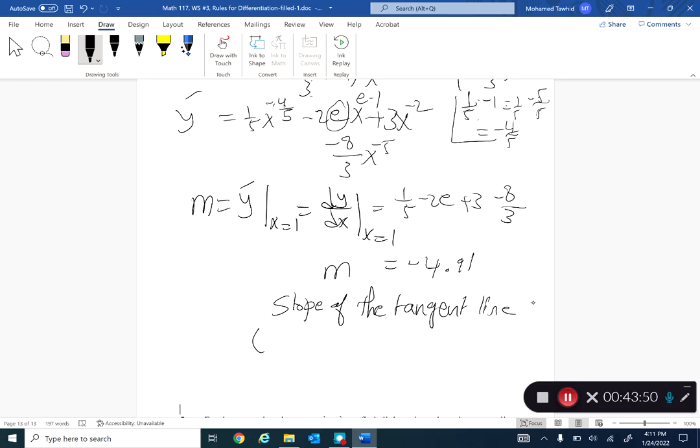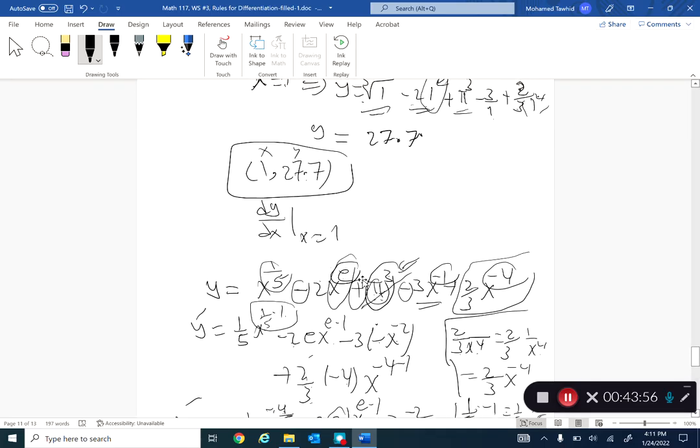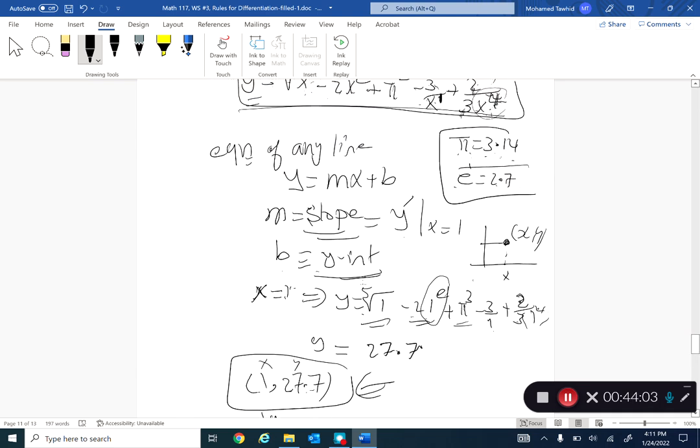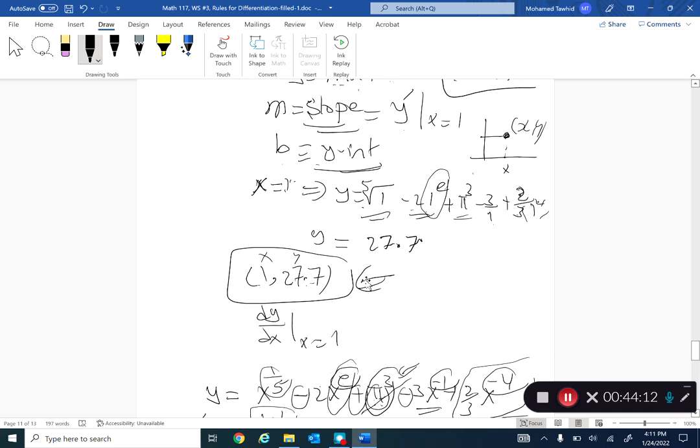What is your point? x = 1, if you recall, y = 27.7. That's what I have here. Look at the point here, 27.7. So what is the equation of a tangent line? Did you hear tangent line? y = mx + b. What is your m? -4.9. I need to get b, then you are done.